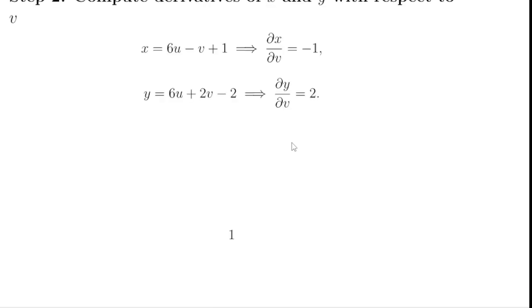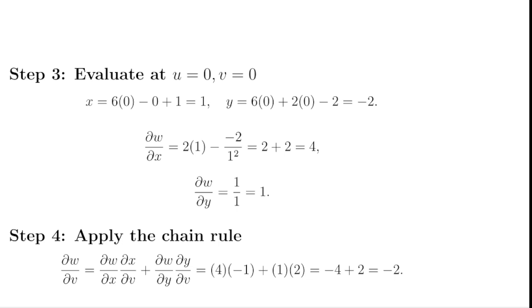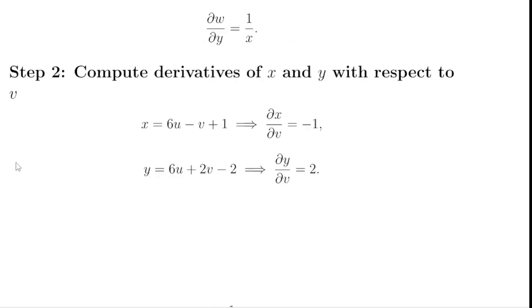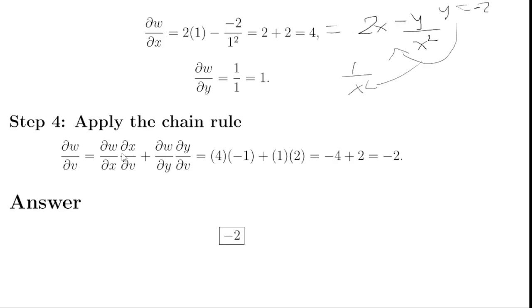So I should also write down this. So that was 2x minus y over x squared for this one. And then for the partial w with respect to y, that was 1 over x. So the x value is 1. Y is negative 2. So then you just plug it in to both of these guys. So that's what we have here. 4 and 1. And then we just plug it in and get negative 2 as our final answer.